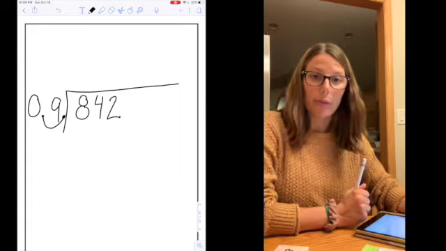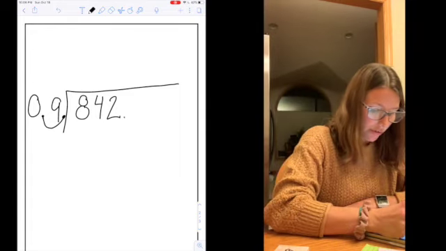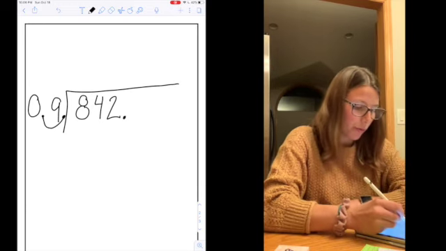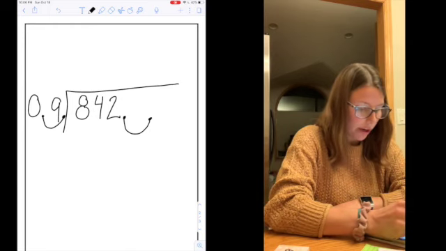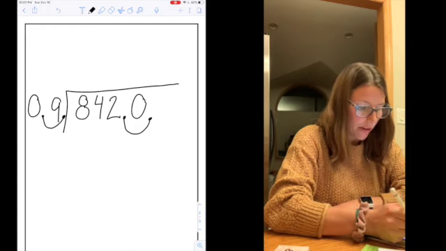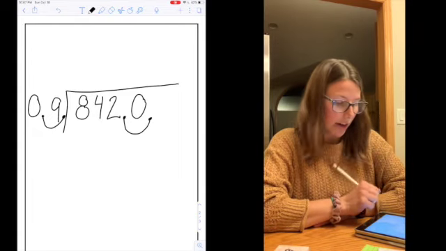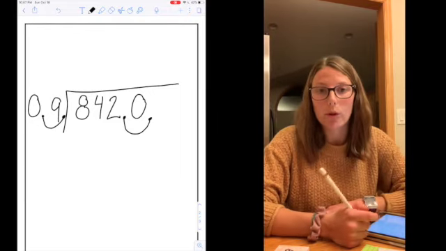However, whatever you do to the divisor, you also have to do the dividend. So in 842, the decimal sits right behind the 2. So you have to move it one place extra, just like we did for our 0.9 to get rid of the decimal. And then we end up with 9 as our divisor and 8,420 as our dividend. And then we can divide just like a normal long division problem.